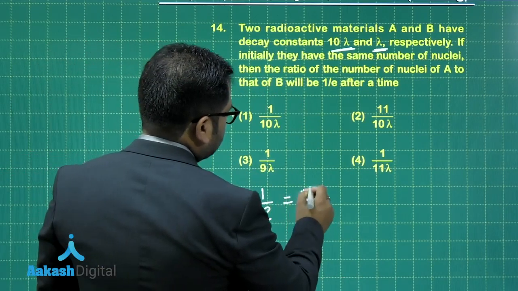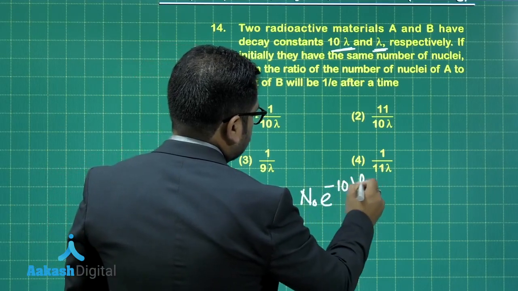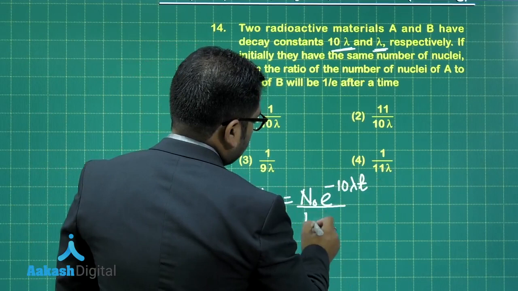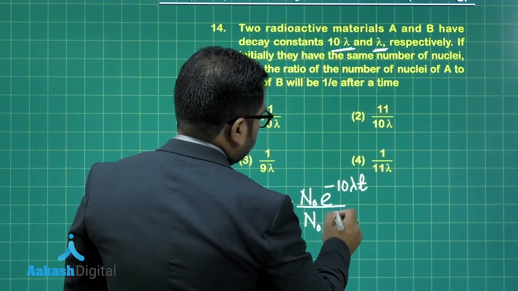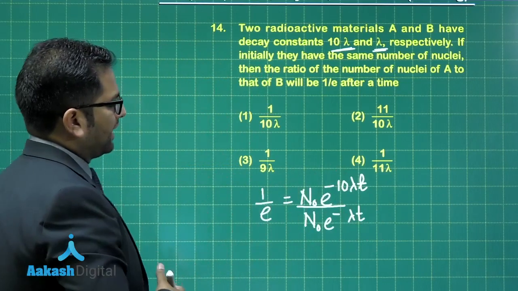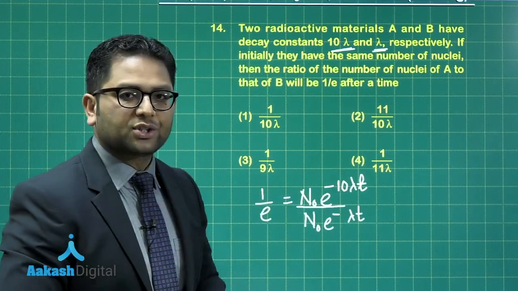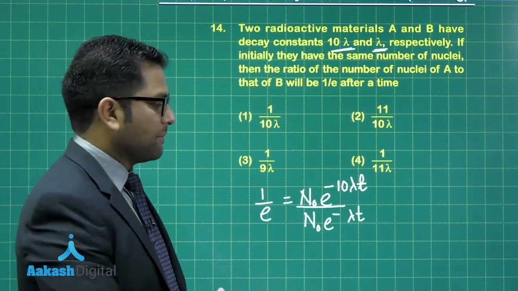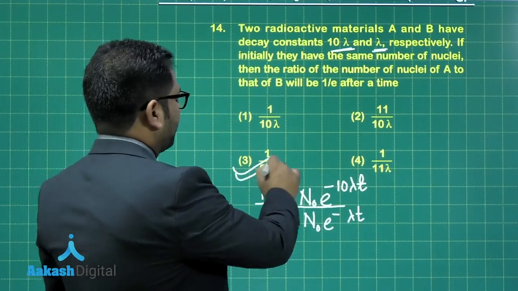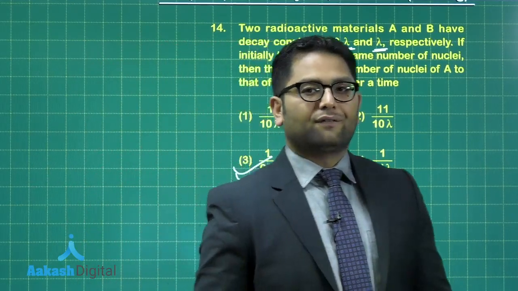So that's the ratio of number of nuclei. For the first one it is N naught e raised to the power minus 10 lambda t divided by N naught e raised to the power minus lambda times t. So that's all. And you know, solving, you could easily get t equals 1 upon 9 lambda. That's another, again, a very straightforward one. Fine, let's move to the 15th one.